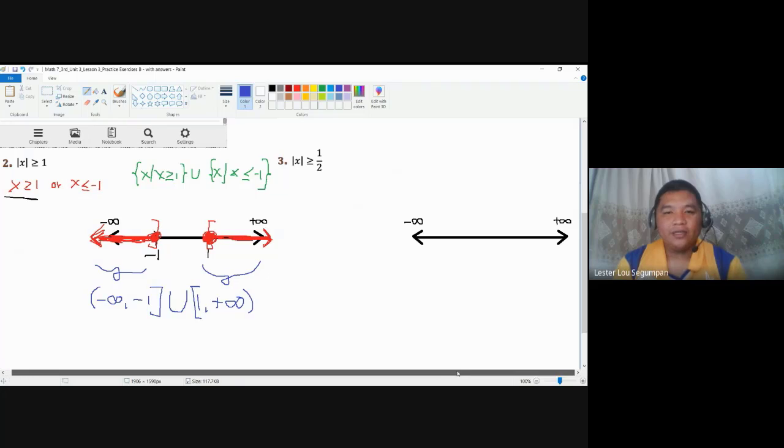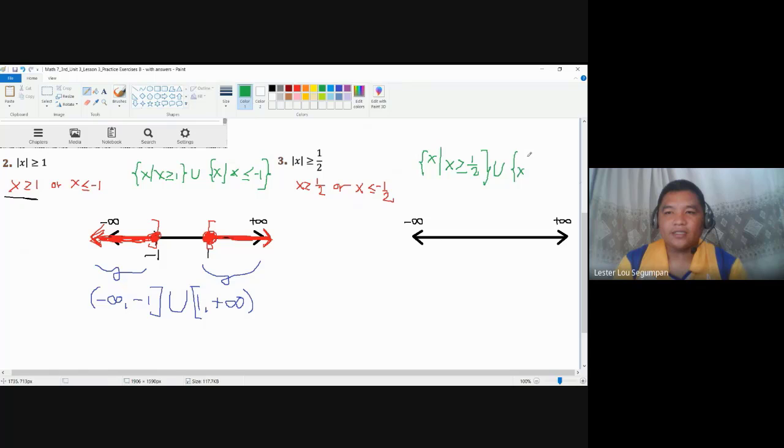Similarly, for number 3, you can just simply copy the process here and just simply change the value from 1 to 1 half, from -1 to probably -1 half. Because as we try here the general form, you have x is greater than or equal to +1 half, or x is less than or equal to the negative of 1 half. So our solution set is a set of x such that, again, copy, x is greater than or equal to 1 half. The or should become union. You have your x such that x is less than or equal to the negative of 1 half.